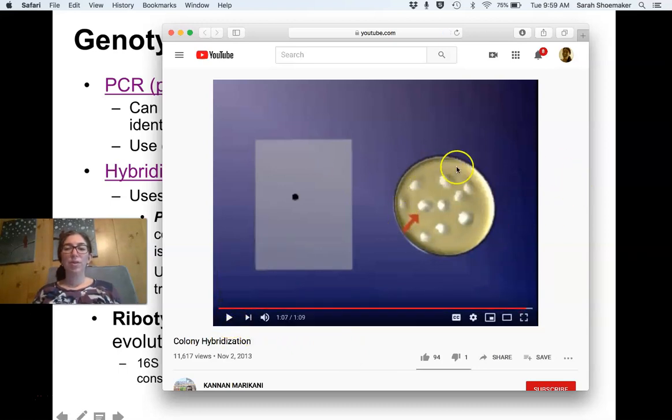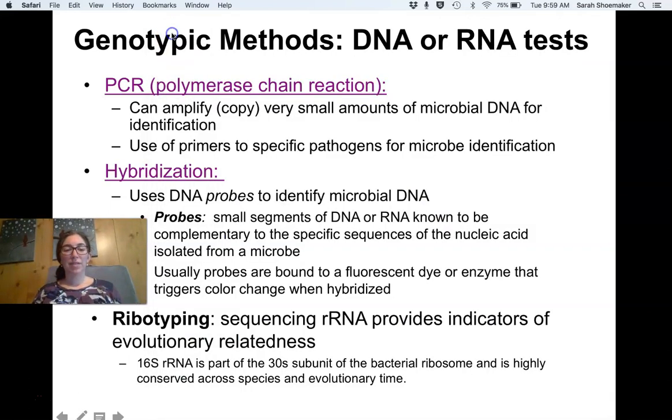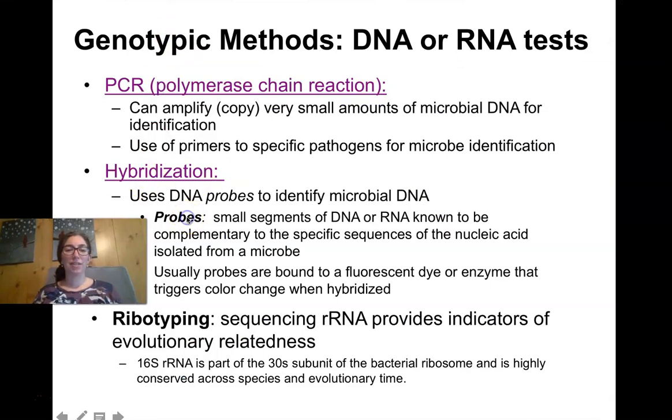So you can do this with a whole plate of bacteria, or you could do it with simply the patient's sample. You could just dab it onto the filter paper and test that one spot. So there's different ways to do this hybridization, and I'll show you on the next slide what that looks like.